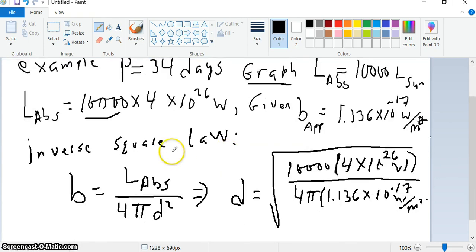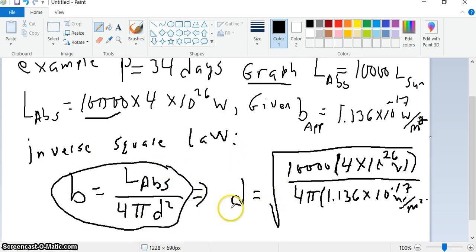And then we use what's called the inverse square law, just like we've done in the past. So b, the apparent magnitude, is equal to the absolute magnitude divided by 4 pi times the square of the distance. And of course the 4 pi times the square of the distance comes from the fact that you have a sphere that is increasing in size. So we rearrange this equation, and then we solve for D.